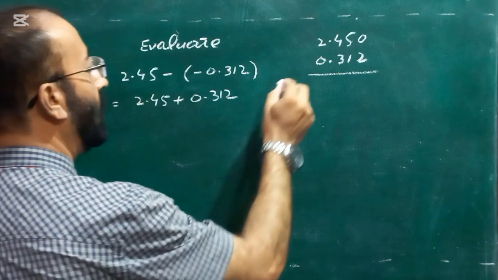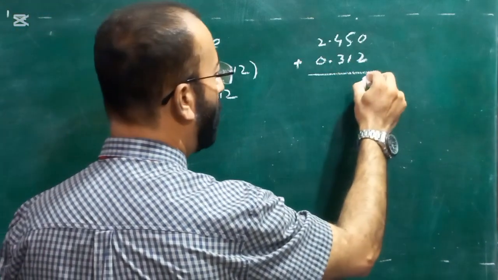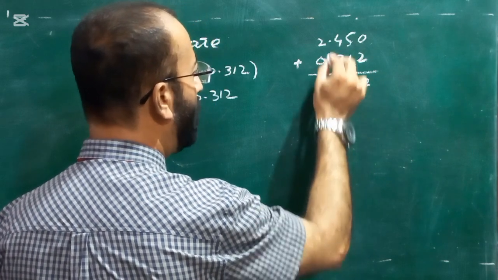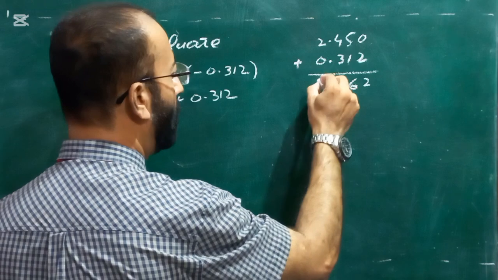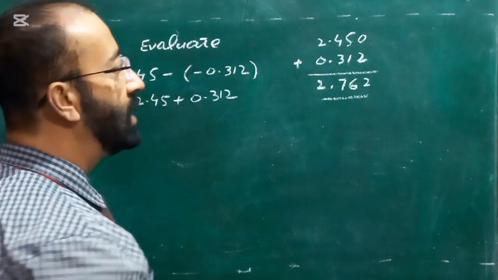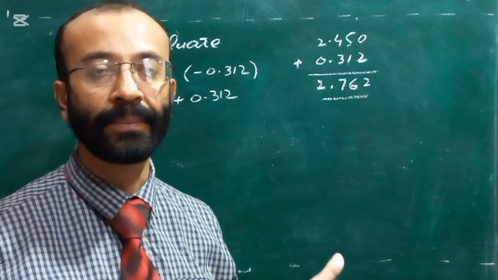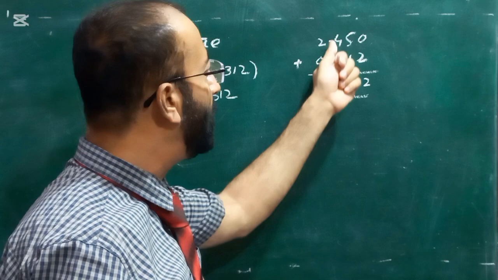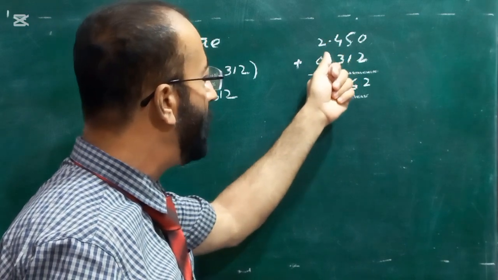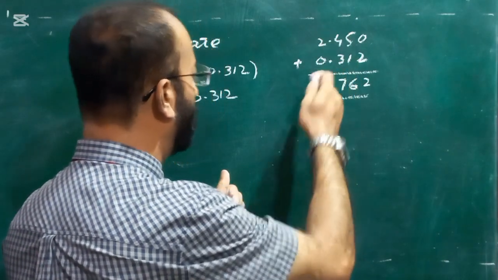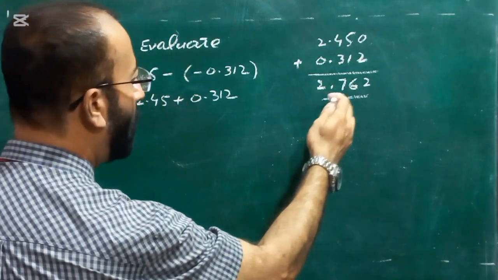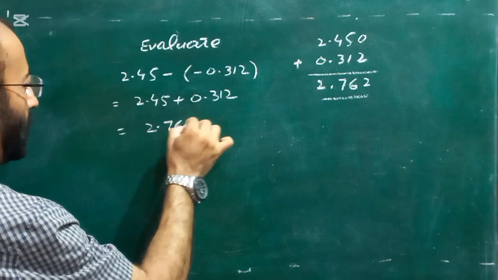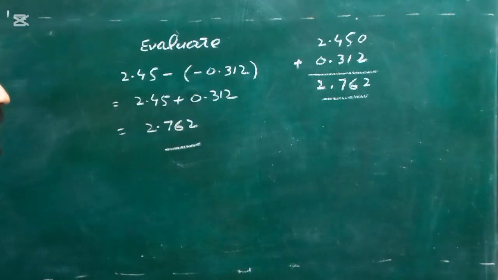Now, because 2 values are going to be added, 0 plus 2 will be 2, 5 plus 1 is 6, 4 plus 3 is 7, the point will be as it is, and 2 plus 0 will be 2. So this is the method to add or subtract decimal numbers manually. The technique is just to keep the point aligned in one line. So the answer is 2.762.